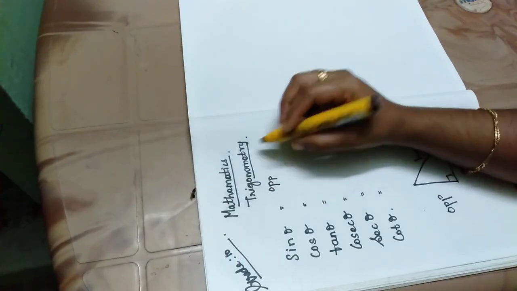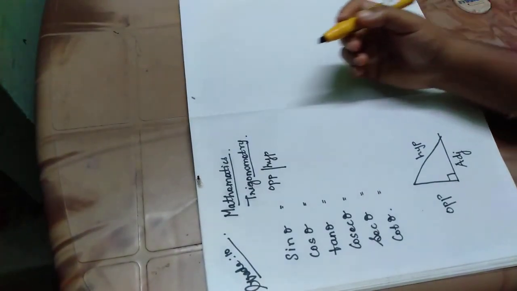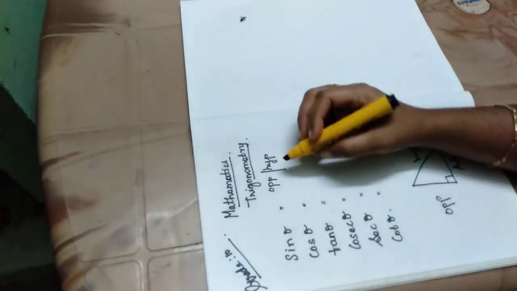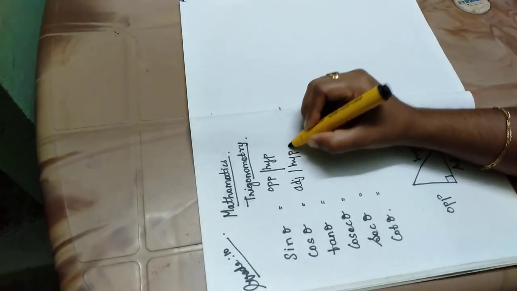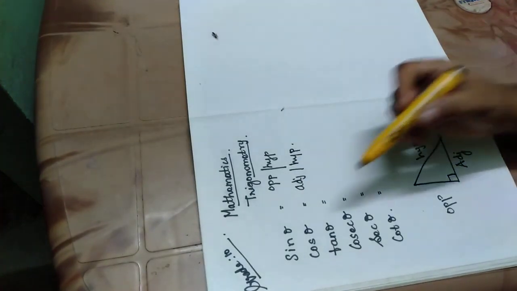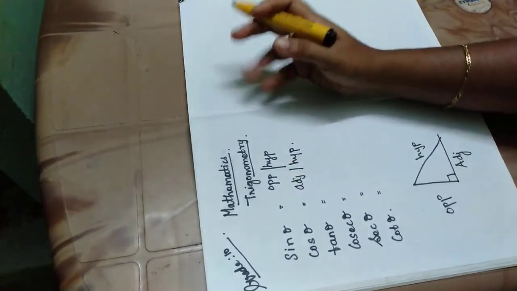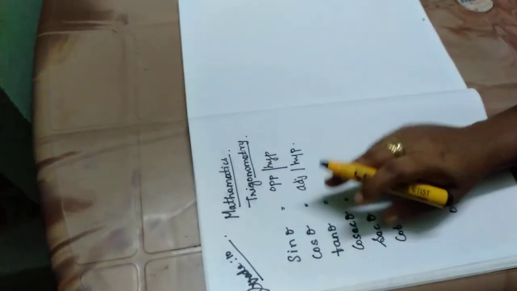Once you hear the word sin theta, what's the formula? Sin theta is nothing but opposite side divided by hypotenuse. Cos theta means adjacent side divided by hypotenuse. So sin theta is opposite side by hypotenuse, and cos theta is adjacent side divided by hypotenuse.